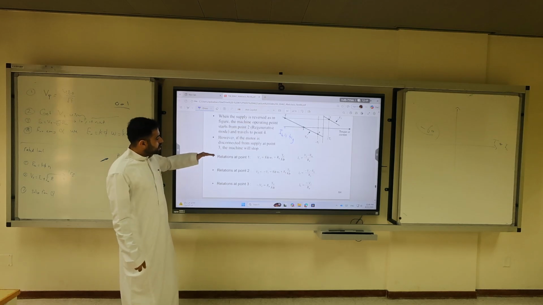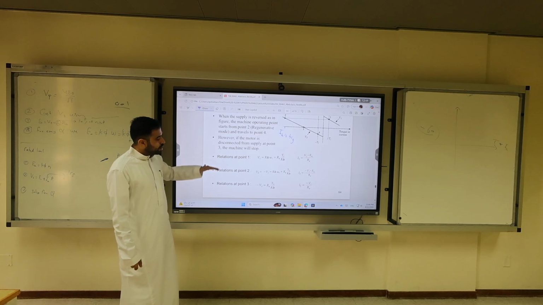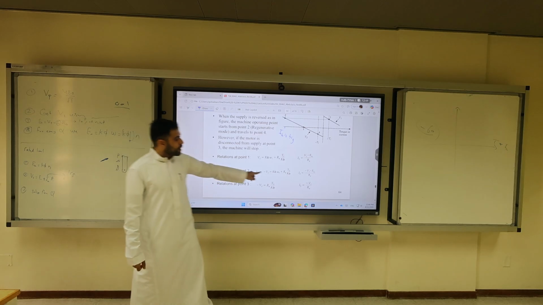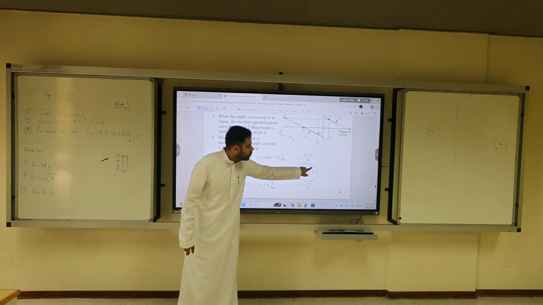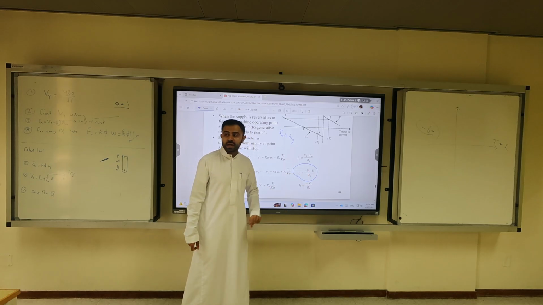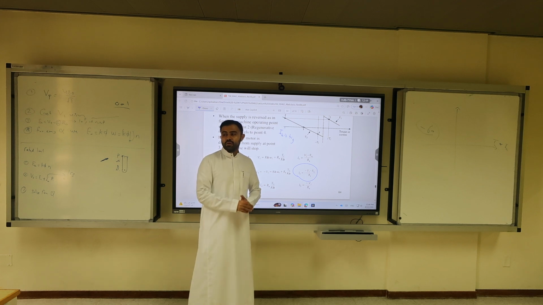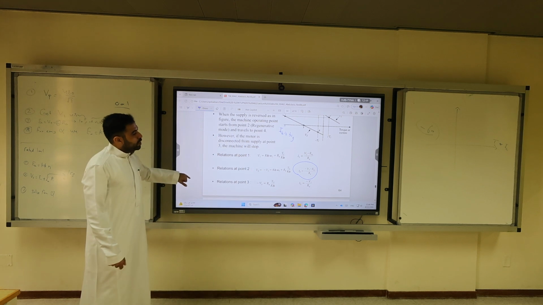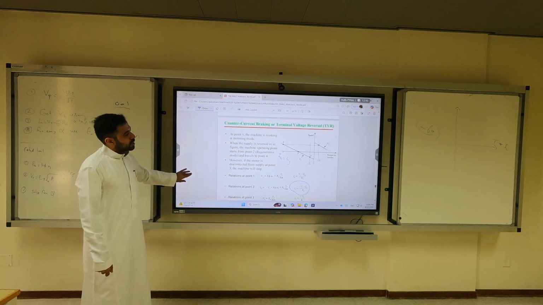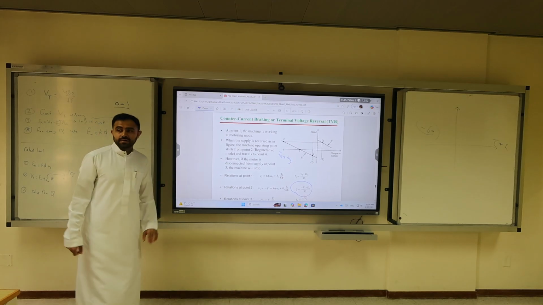So these are the 3 equations for points 1, 2, and 3. What do you notice about point number 2? We have I2 is minus V2 minus EA1 over RA. That's almost twice the rated voltage over RA. We will continue next lecture about TVR.